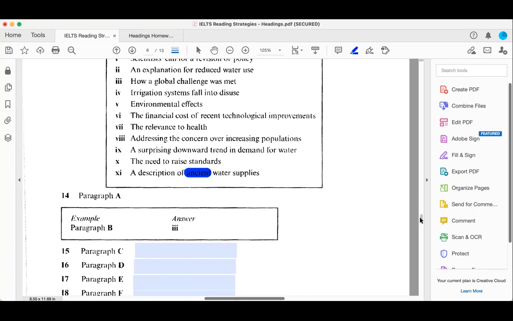Relevance to health? Might be, because people suffer, might be. Oh, no. People suffer, we don't have health, we don't have anything. No, right? Increasing population, no. Concern over increasing, no.